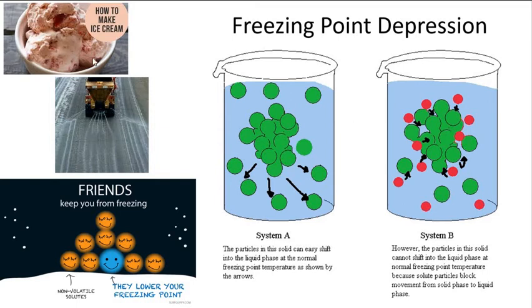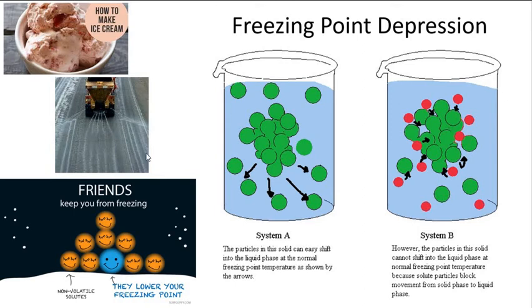This is how ice cream is made. It is simply reducing the temperature by adding salt to the ice in order to make the cream cold enough that it freezes.